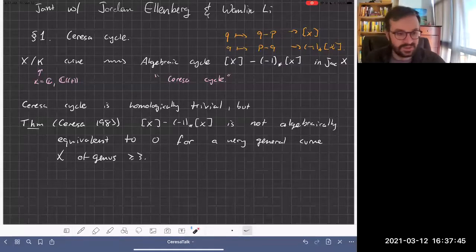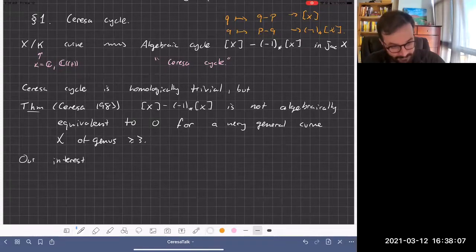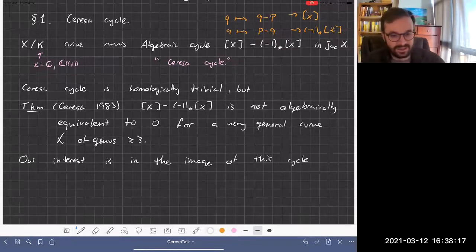Okay. So our interest is partially this cycle, but we're going to study this cycle by looking at a particular cohomology class associated to the cycle. So our interest is in the image of the cycle under this L-adic Abel-Jacobi map.